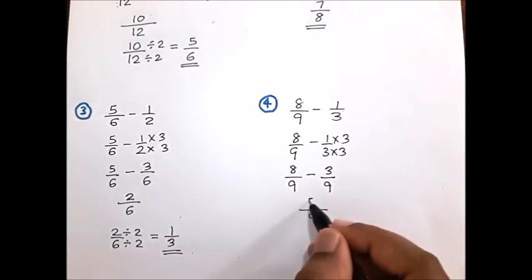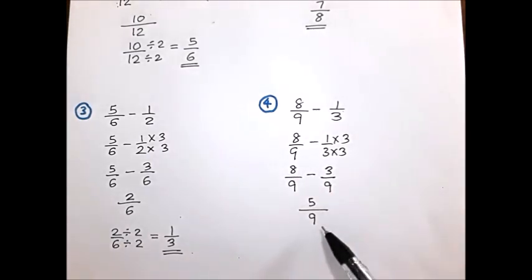8 minus 3, 5. Can you simplify this more? Are there any number you can divide both numerator and denominator? No. You can't simplify this more. So this is the answer.